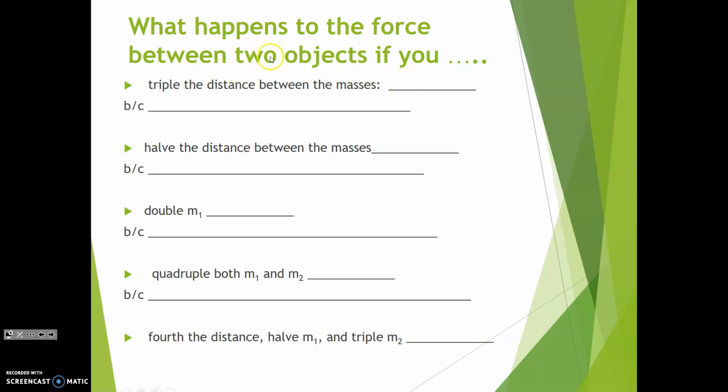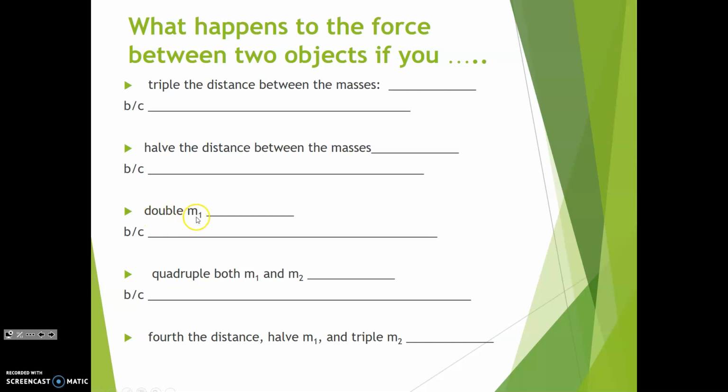What happens to the force between the two objects if you triple the distance between each mass? Triple the distance is going to be squared, so you're going to have triple squared, or decrease it by 9. What happens if you half the distance between the objects? So you're bringing them closer, so we know that's going to increase it. That's going to be 1/2 squared, so that's 1/4. So half squared is 1/4, and that's going to become stronger. So it's actually going to increase it by 4 times as much.